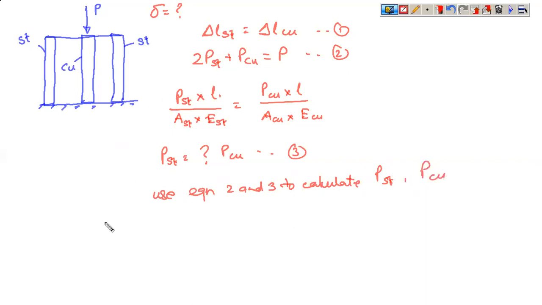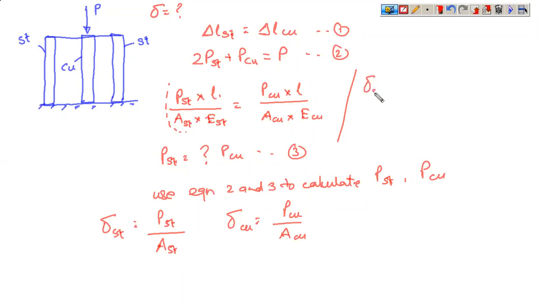Once you know P steel and P copper, stresses in steel will be equal to P steel divided by A steel, and stresses in copper will be equal to P copper divided by A copper. ठीक है. अगर आप इनको किताबों में देखो तो किताबों में एक रिप्रेजेंटेशन और मिलता है. देखो, P स्टील बाई A स्टील इज स्ट्रेस इन स्टील. सो स्ट्रेस इन स्टील मल्टीप्लाइड बाई L डिवाइडेड बाई E स्टील is equal to stress in copper multiplied by L divided by E copper. ठीक है. इससे आप सीधे सीधे स्ट्रेस निकाल सकते हो. ठीक. तो इट इज वन एंड द सेम, किसी भी तरह से करो.